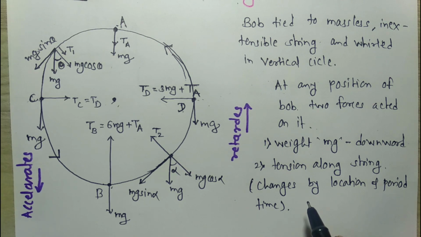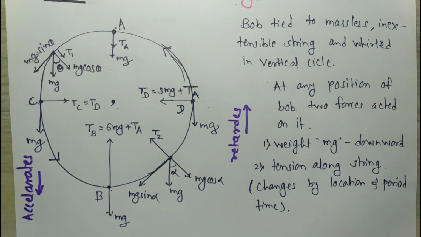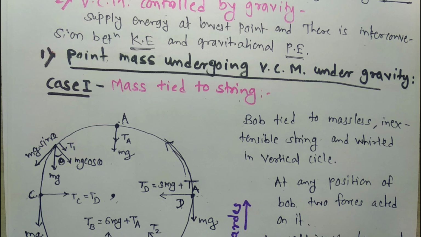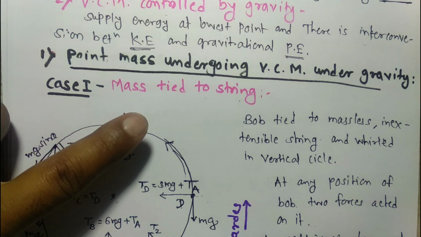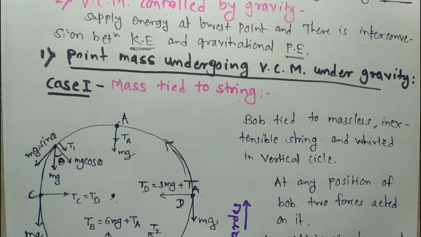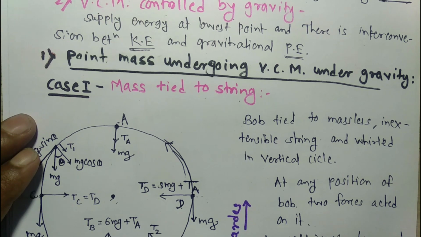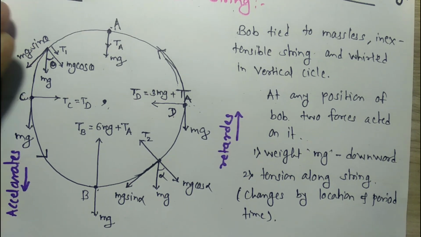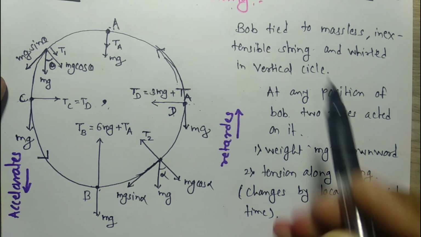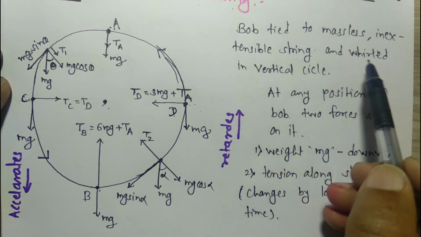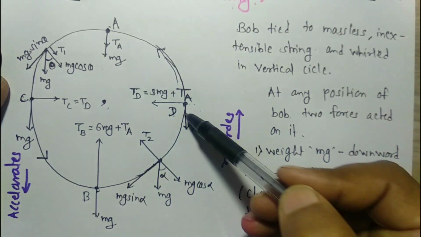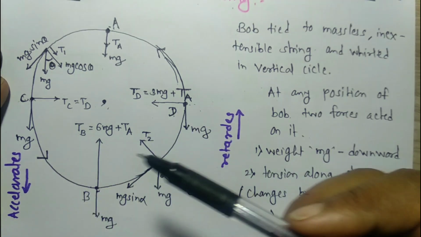First, once again, we go with the case in which a point mass undergoes vertical circular motion under gravity, in which you will get two cases. The first case is a mass tied to a string, and the second case, which is discussed in the next lecture, is a mass tied to a rod. Here, when the bob is tied to a massless inextensible string and whirled in a vertical circle, B is the lowest point, A is the highest point, and C and D are the midpoints.